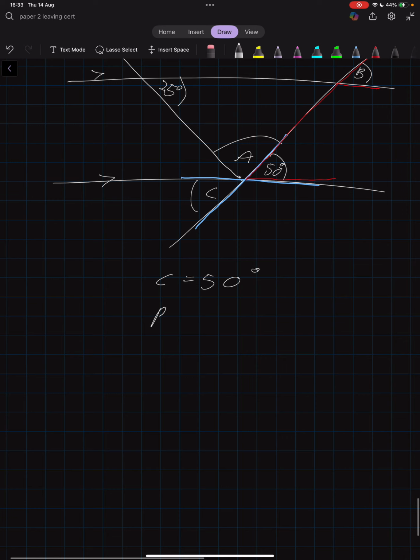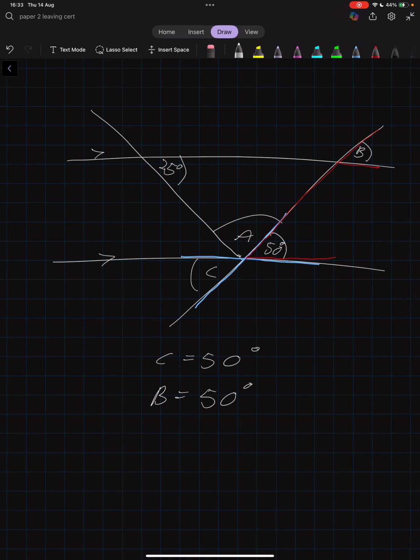Okay, so B is also equal to 50 degrees. Now, for A, you have to do an awful lot more work. There's two different ways you can do it. I'm not sure which is easier, but I'm going to do both ways. So first of all, this angle here. Try and think, what is this angle here equal to? Again, pause the video if you want to think about it.